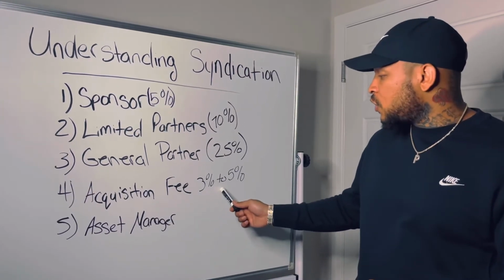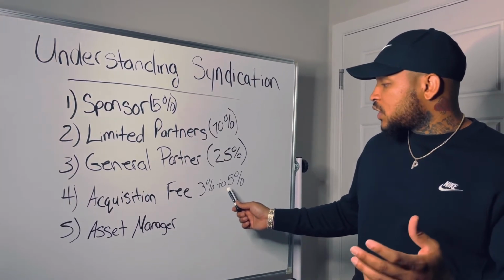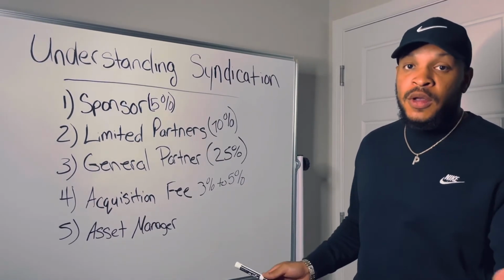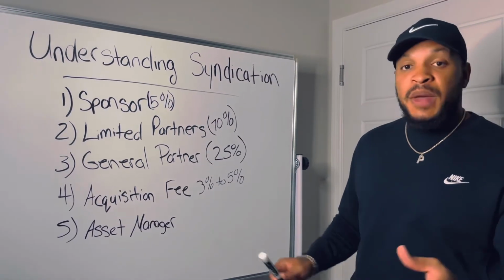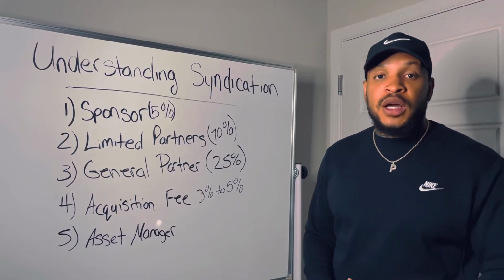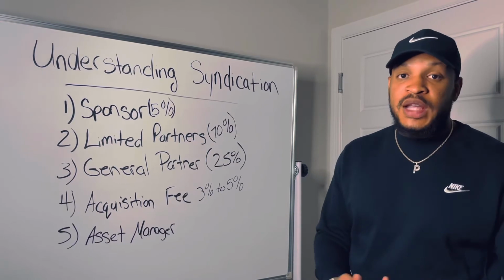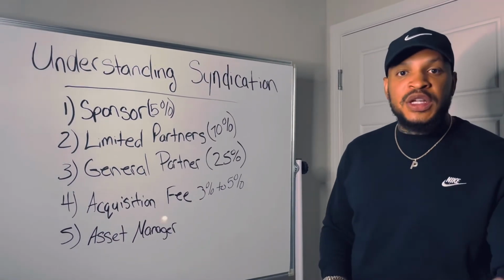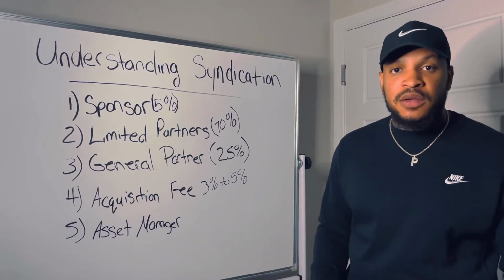Or vice versa, if you can find something that's 6% cash on cash and you can still charge 5%, then go for it. But you want to make sure that it makes sense on the numbers for your investors, because you want to definitely make sure that they're getting a good return on this asset. So acquisition fee is anywhere from 3 to 5%. That's basically just a fee to you by you putting the deal and everything together.